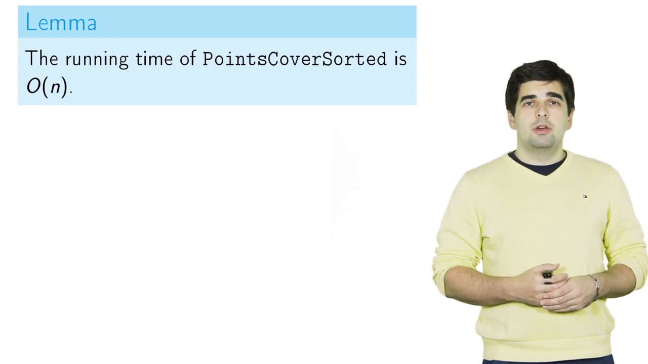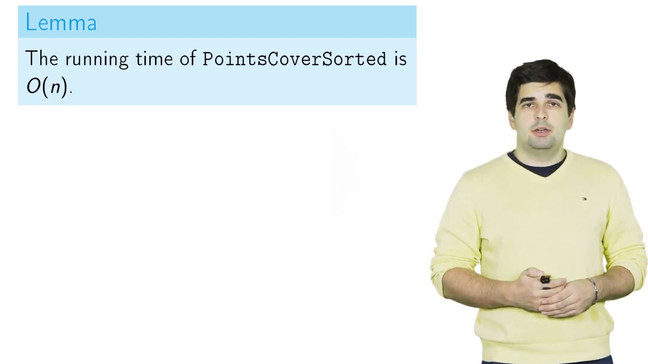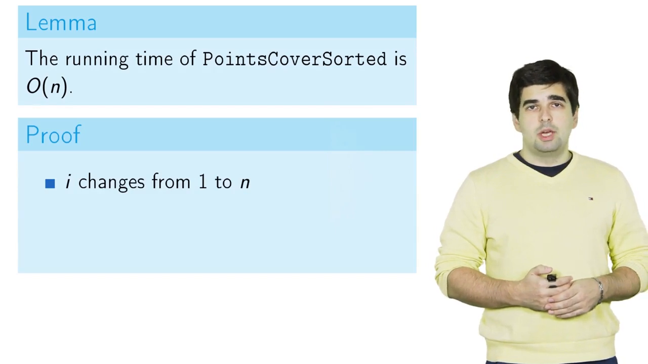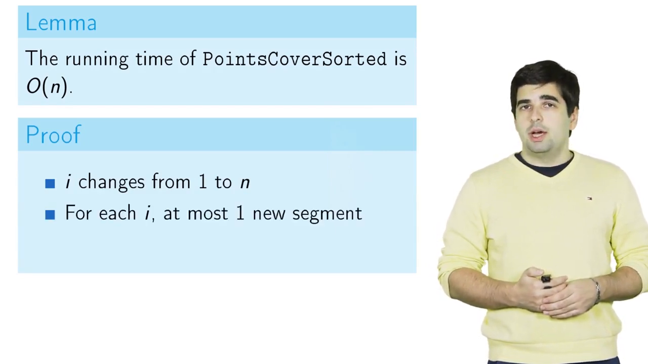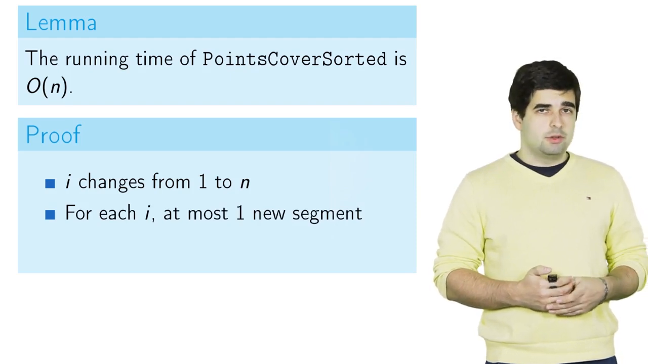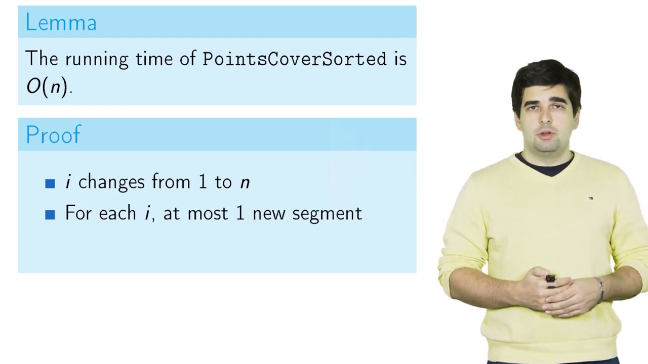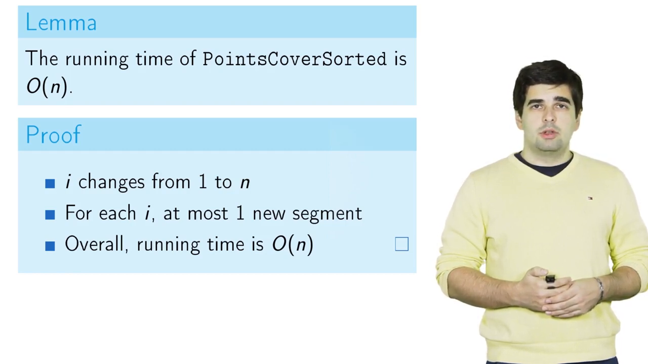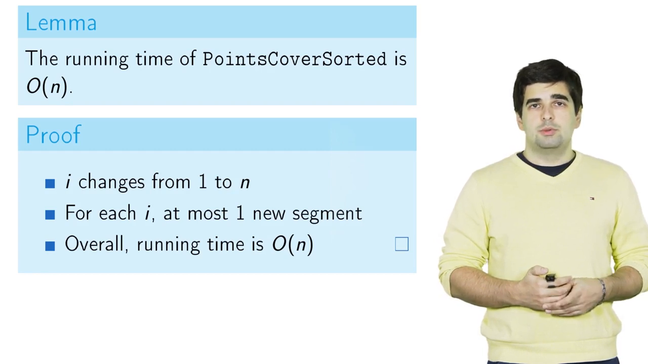Now let's prove that this algorithm works in linear time. Indeed, index i changes just from 1 to n, and we always increase it by 1. For each value of i, we add at most one segment to the solution. So overall, we increase i at most n times and add at most n segments to the solution. And this leads to a solution which works in big O of n time.